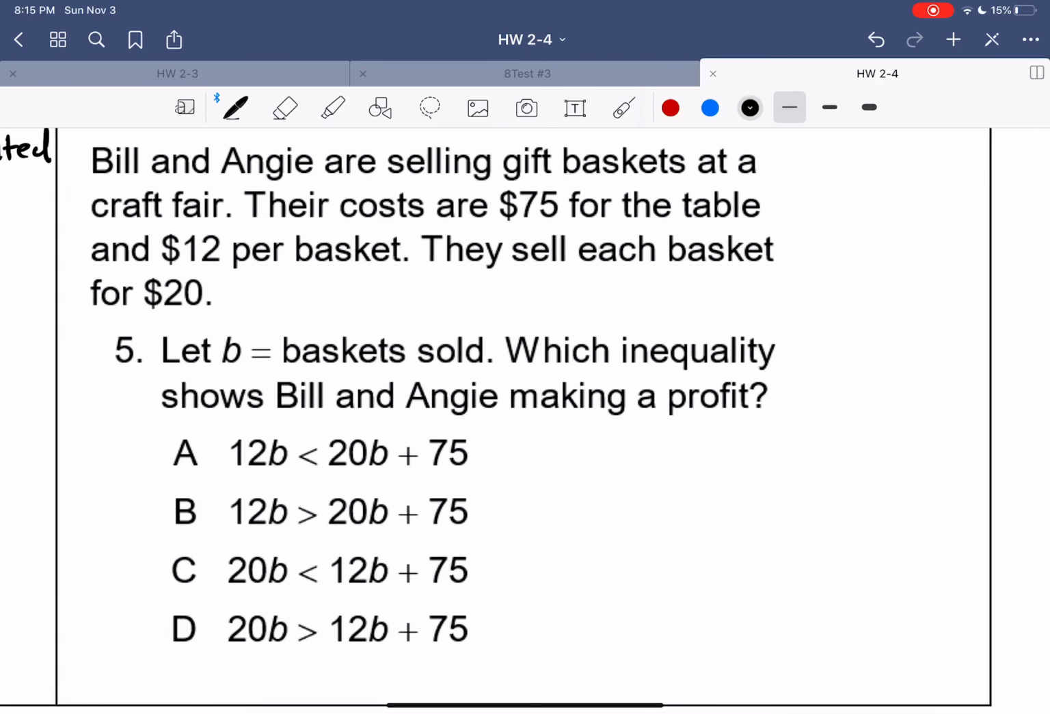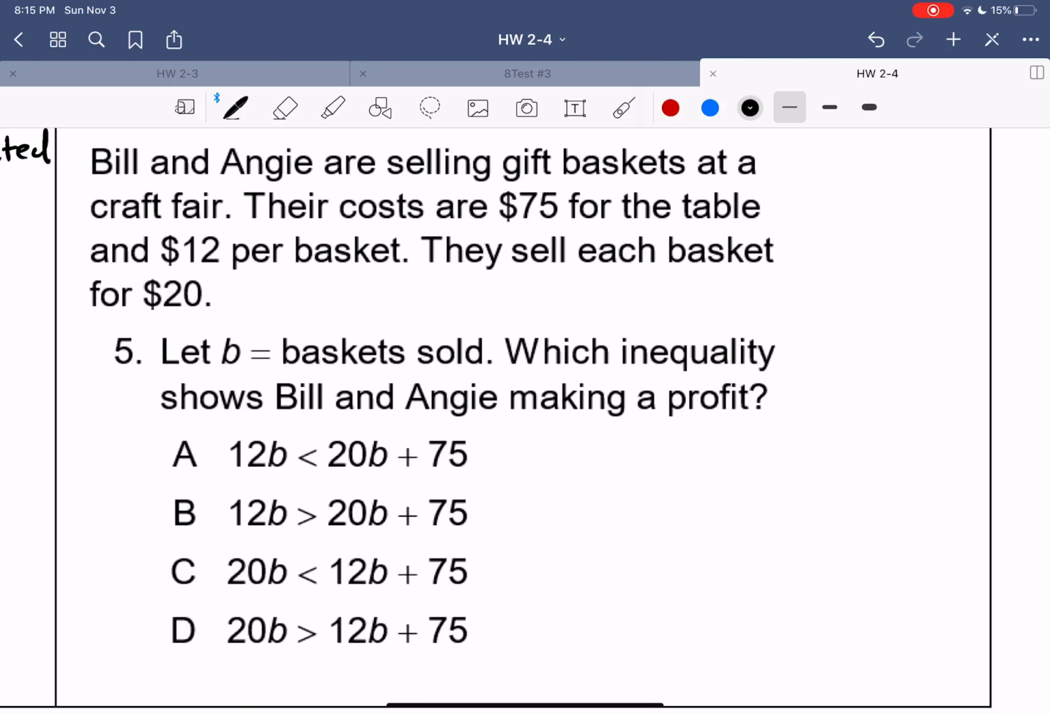And our last question, it says, Bill and Angie are selling gift baskets at a craft fair. Their costs are $75 for the table and $12 per basket. They sell each basket for $20. Let B equal the baskets sold. Which inequality shows Bill and Angie making a profit?